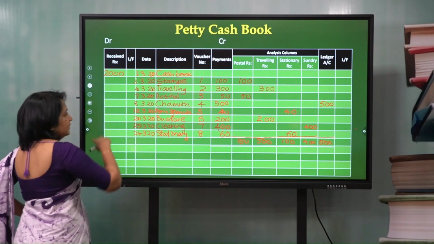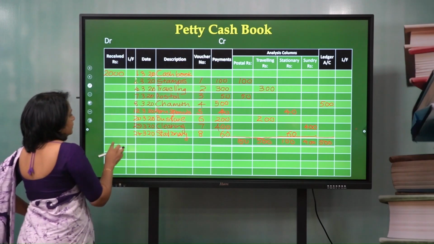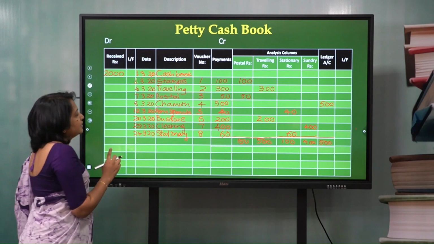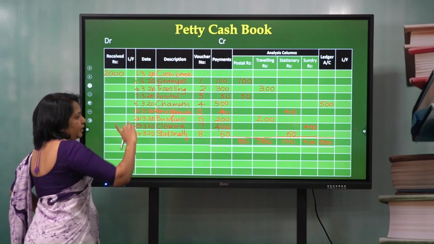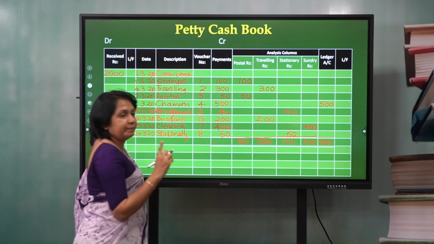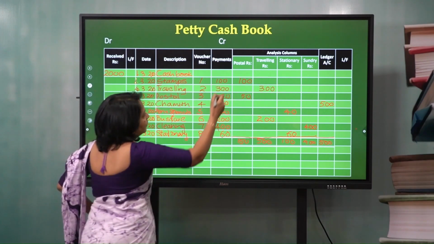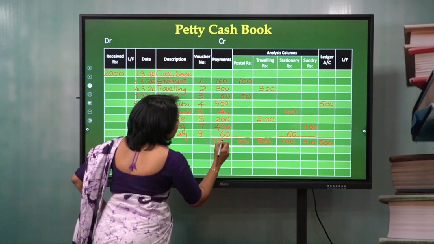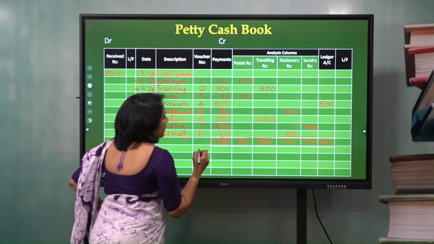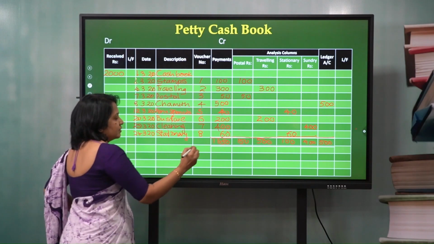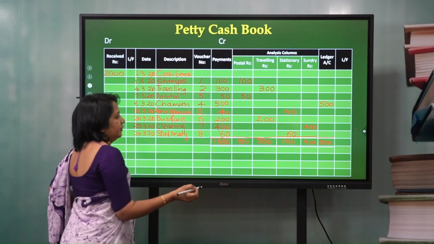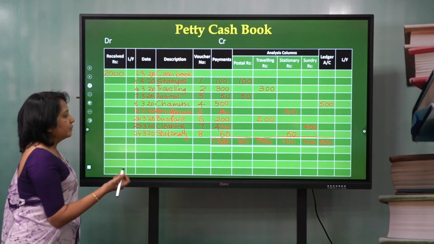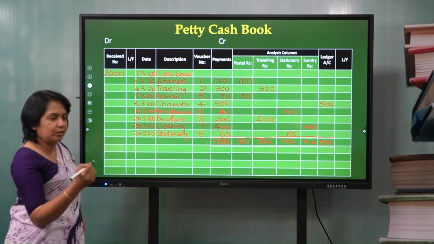Now this part is credit side. Initially the petty cashier got 2000 rupees as imprest and spent this amount. So we'll see how much he has spent during the month. The total of these expenses is 1650. So during the month they have done expenses of 1650 and we'll see how much of balance the petty cashier has at the end of the month.